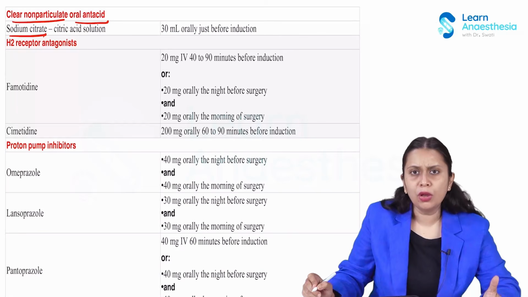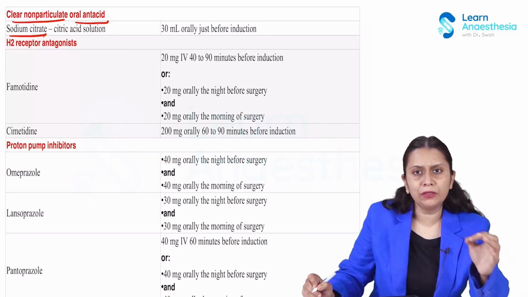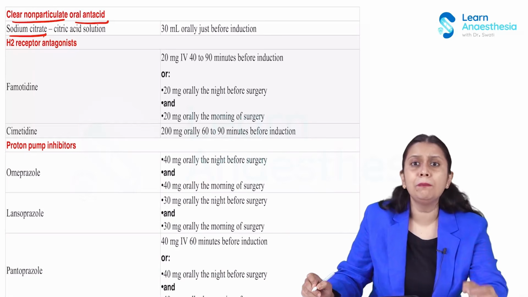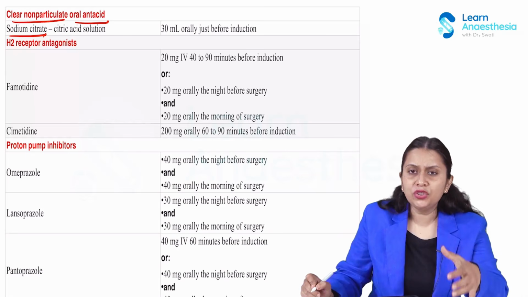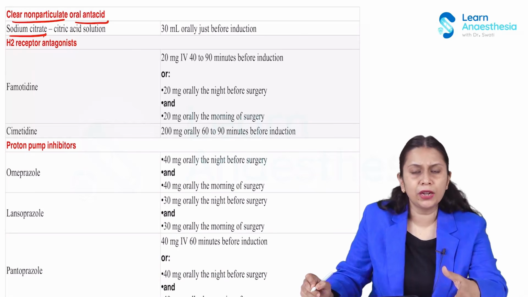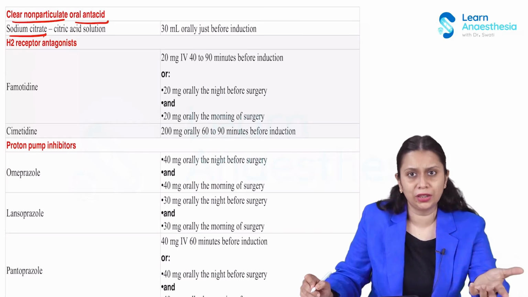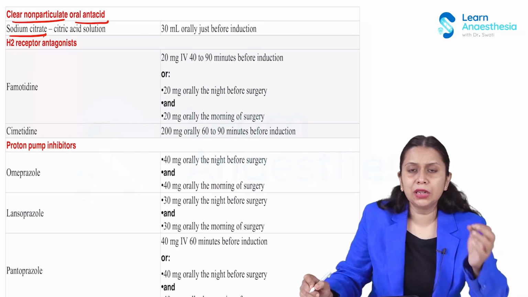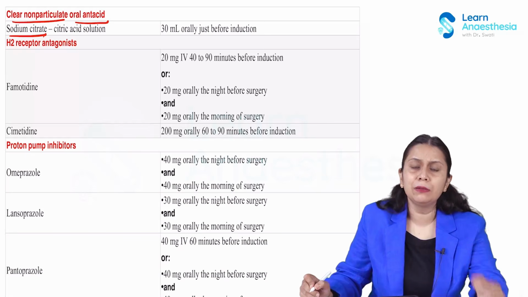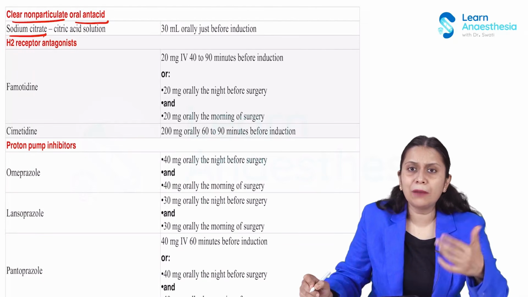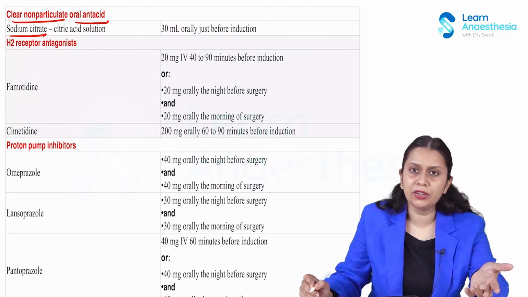We should know at what point of time when we give it to the patient the maximum benefit is there. So if we give 30 ml of sodium citrate just before induction, the risk of aspiration would be less, because the pH of the GI tract would be changed.